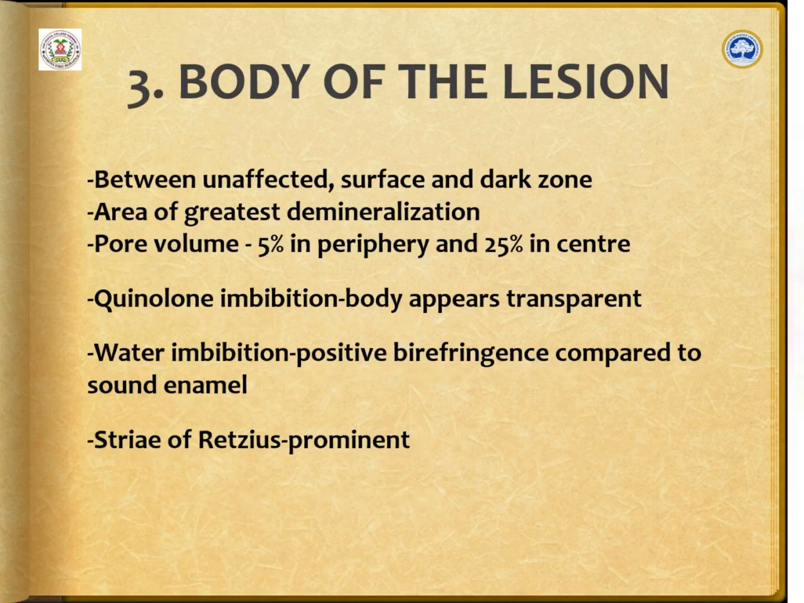The third layer is the body of the lesion, present between the unaffected surface zone and the dark zone, the area of greatest demineralization. So this is the area to be looked for. The pore volume is almost 5% in the periphery and 25% in the center. With quinoline imbibition, the body appears transparent. With water imbibition, it shows positive birefringence compared to the sound enamel. Striae of Retzius are prominent.